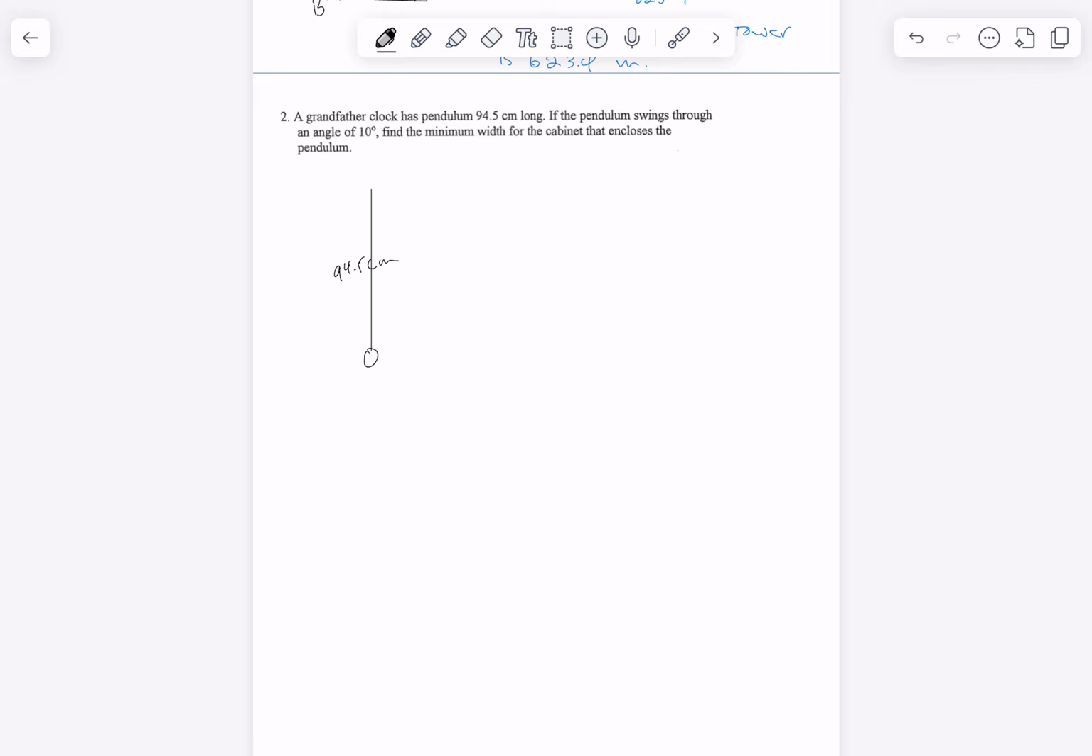And so the question is, if it swings a total of 10 degrees, right? So basically, it's going to swing out and then swing back like a pendulum would, right? It's going to come out here, and then it's going to swing out this way, right? And that total angle measurement is going to be 10 degrees, okay?